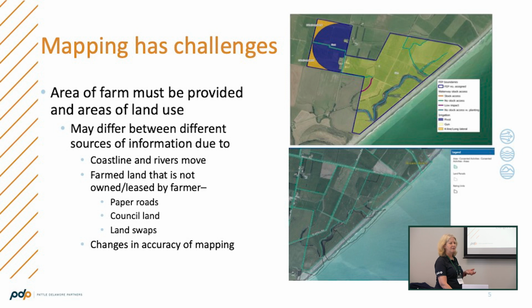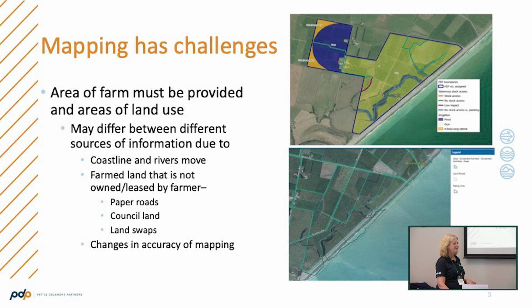And you'll find that farms don't equal the areas for a whole lot of reasons. It might be that they've got paper roads that they're farming. They might be farming Crown land or council land that's not actually leased. They might have done a land swap with their next door neighbour. Rivers move. Sometimes a paddock ends up on the wrong side of the river and they do a swap with a neighbour. There are a whole lot of different things.